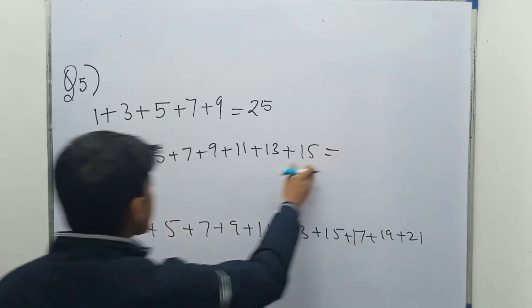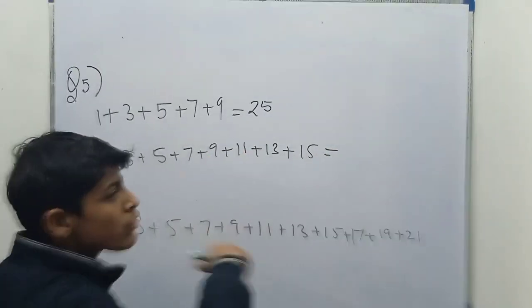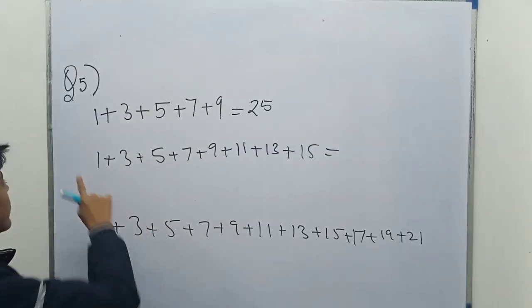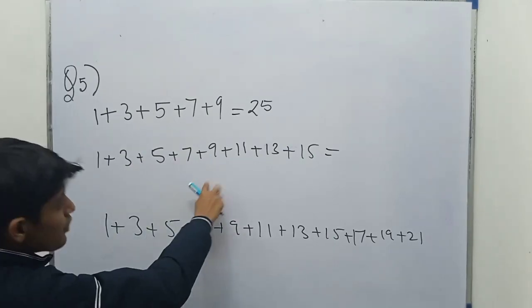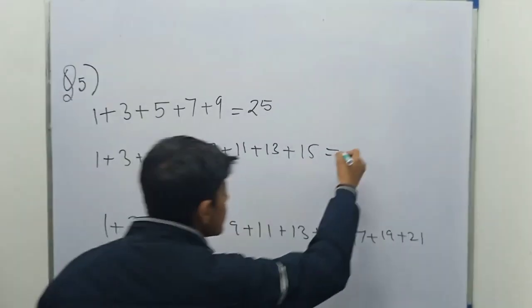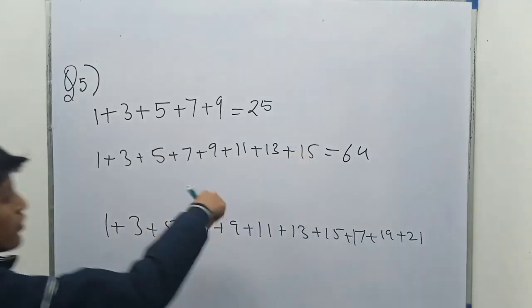So what we will do is we will count the total numbers and we will take the square of that number. 1, 2, 3, 4, 5, 6, 7, 8. Square of 8 is 64. Let's add them and know it.